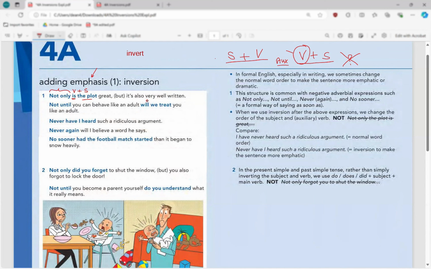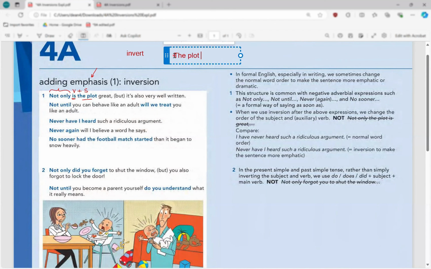So what would be the normal structure of this sentence, right? So I'm going to show you the normal structure of this sentence now. So the normal structure of this first sentence would be like this. The plot is not only great, but it's also very well written. You see what's happening here? This is the normal structure. I'm just going to write here normal. That is the normal, guys. Yeah, this is normal structure.